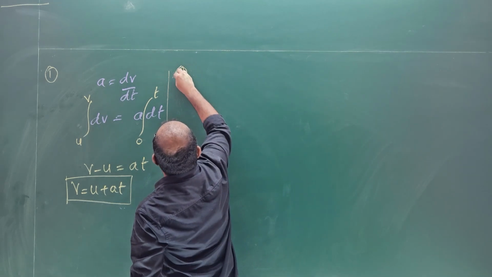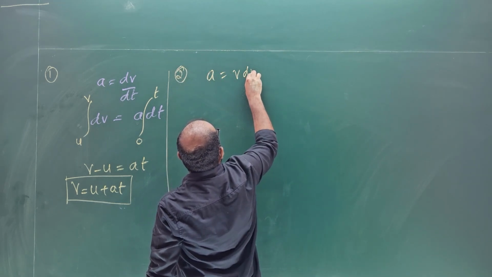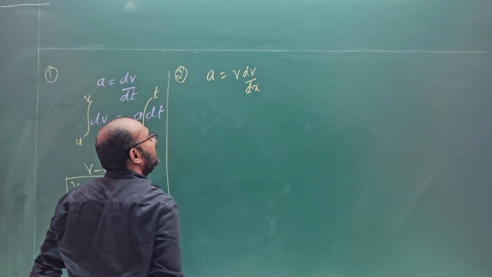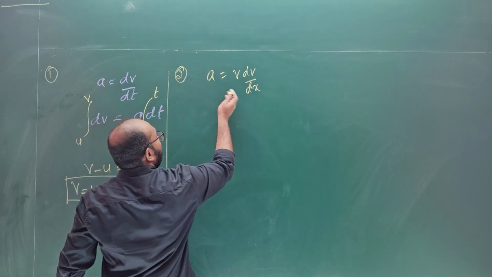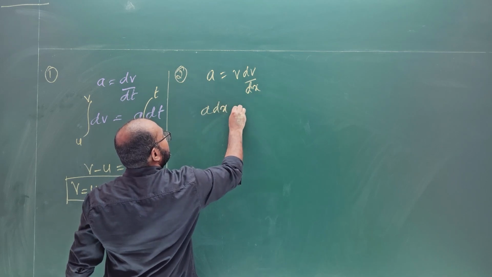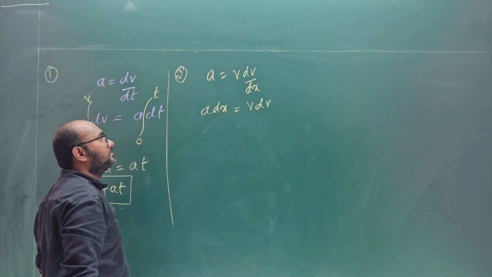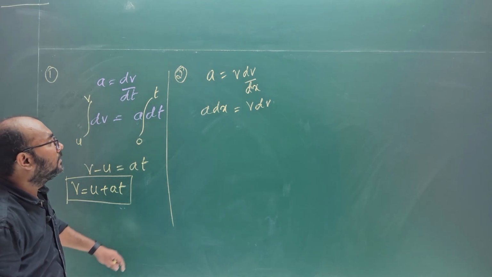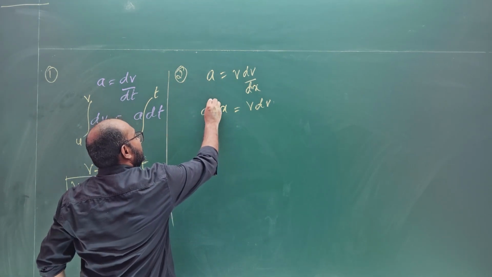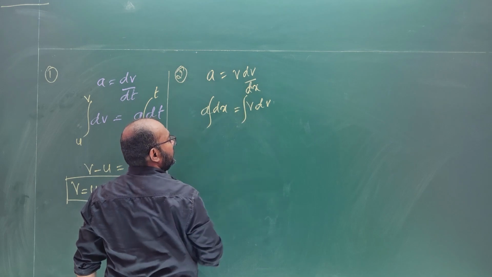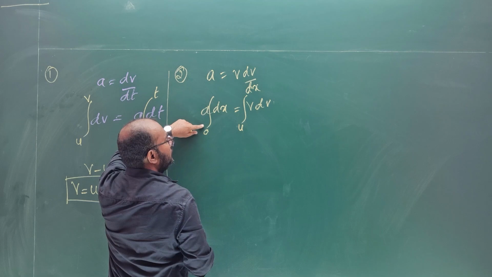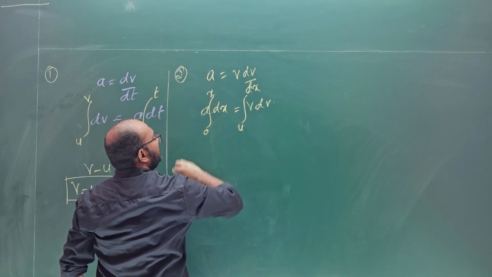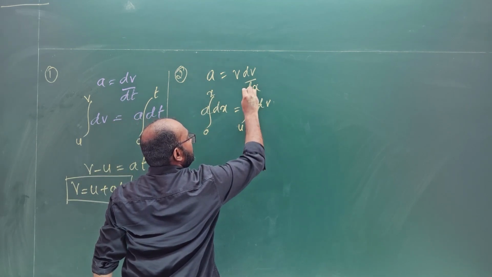Similarly, can I also write a is nothing but v dv upon dx? Whenever velocity is a function of x, velocity is a function of t. So can I also change this as a dx is equals to v dv? Can I? Okay, now again a is constant. Over here, when displacement is 0, initial velocity is u. When displacement has moved to the x value, final velocity becomes v.